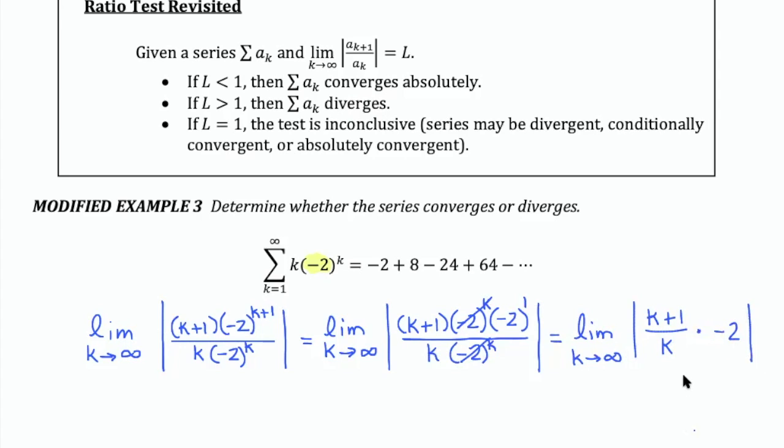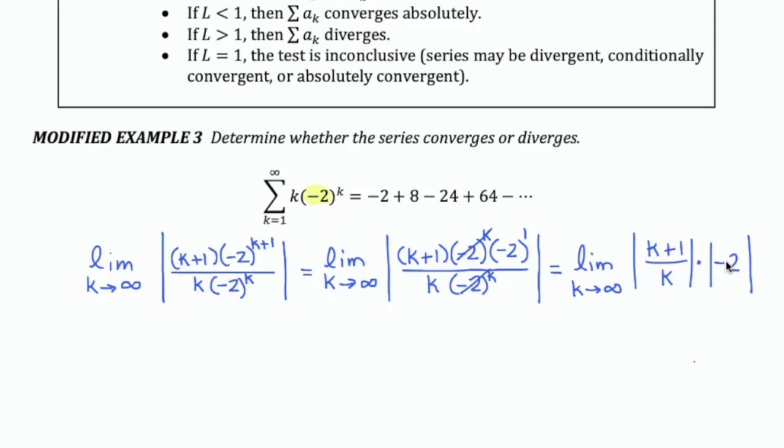Now, you can go ahead and take the absolute value of each of these parts individually. So in other words, I can do this. The absolute value of -2 is +2, and the limit of a constant is the constant. So I now have 2 times the limit as k goes to infinity. And obviously, as k goes to infinity, both the numerator and the denominator here will be positive, so I can lose my absolute value bars there as well.